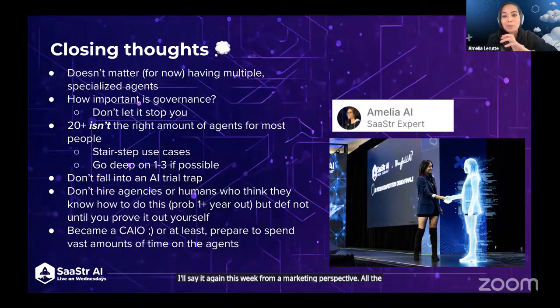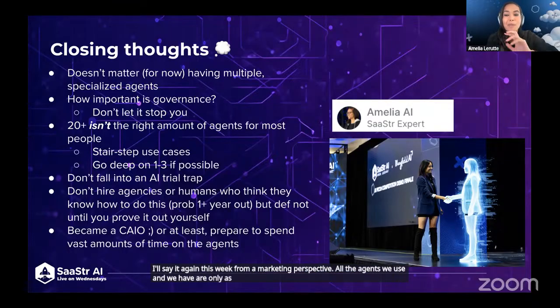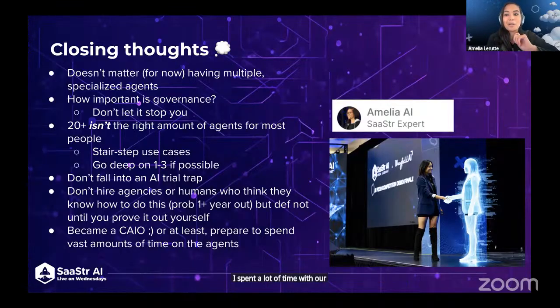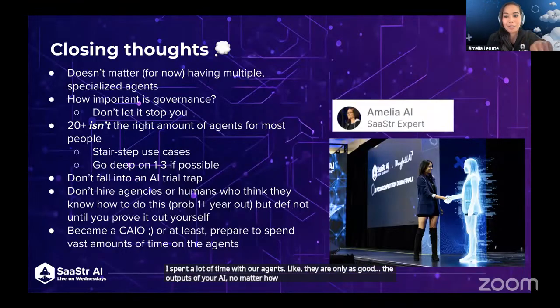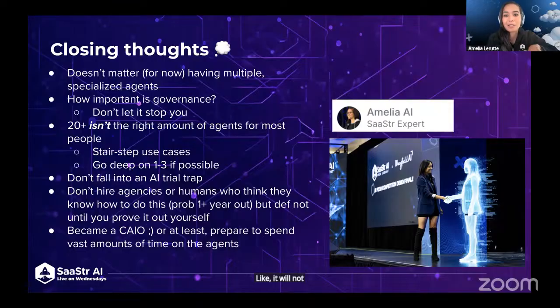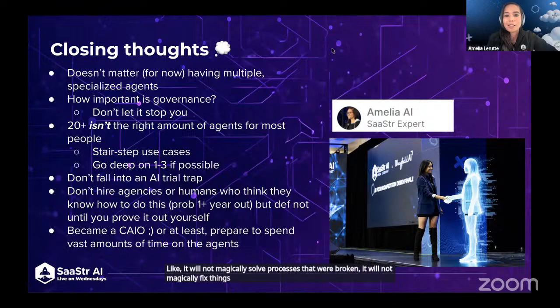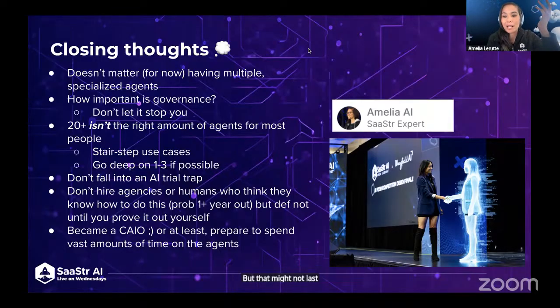All the agents we use and we have are only as good as the time and the people behind them. Jason spends his time on our tools. I spend a lot of time with our agents. They are only as good. The outputs of your AI, no matter how you orchestrate them, will only be as good as the inputs that the humans put in. It will not magically solve processes that were broken. It will not magically fix things. Your marketing's not suddenly going to go from a 20% open rate to 70%. Maybe it will, but that might not last. That might be a flash in the pan.